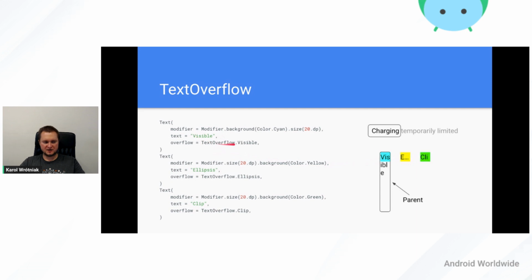And we have also visible value. It means that Compose will try to render all the text even outside the bounds of your text composable. Here you can see that the size of this text is 20 dp. Don't do that, don't hard code the size of the text in dp, but for the illustration purposes, it is here. And as you can see, text is rendered even outside of this size, but still in the bounds of the parent, so it will never exceed the parent bounds.